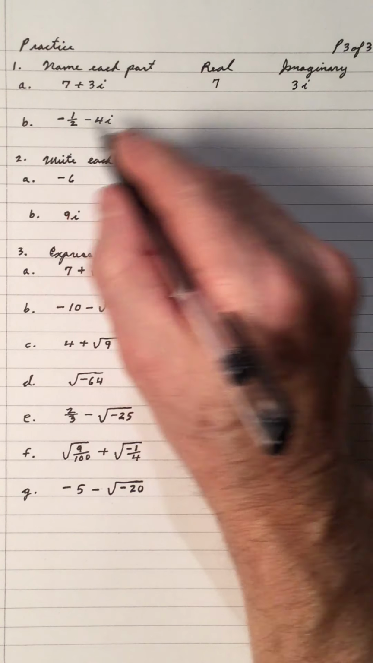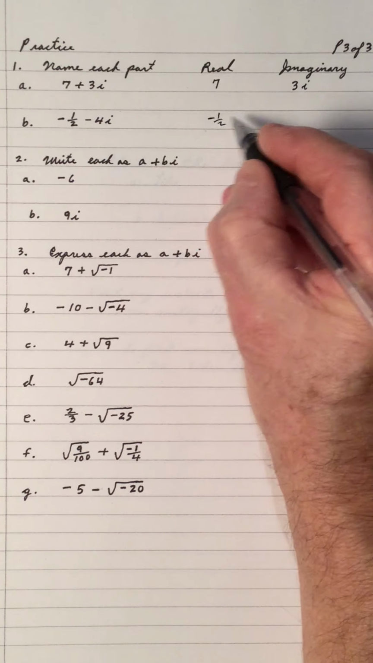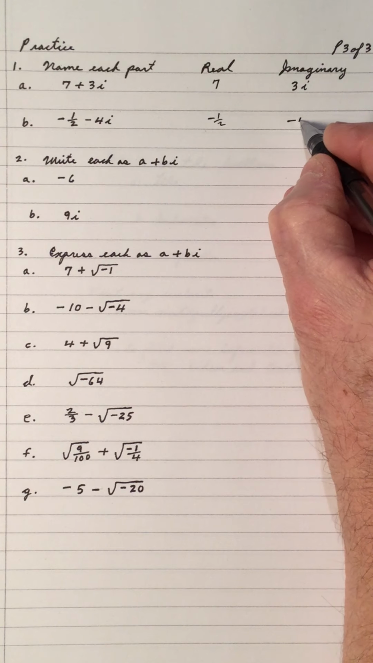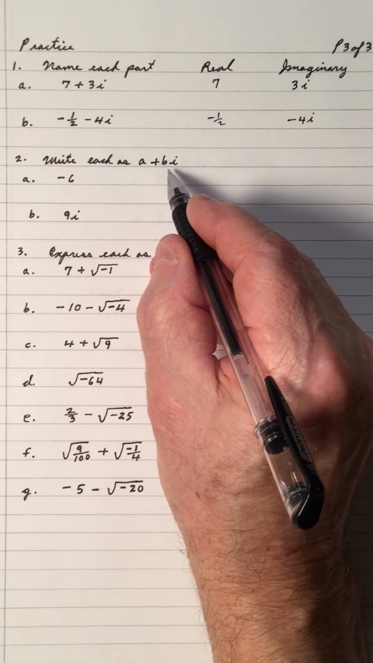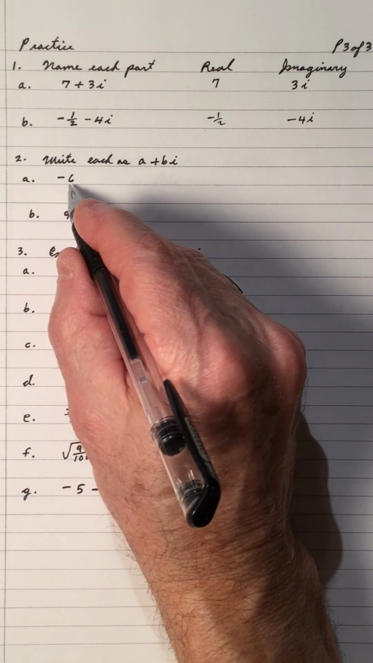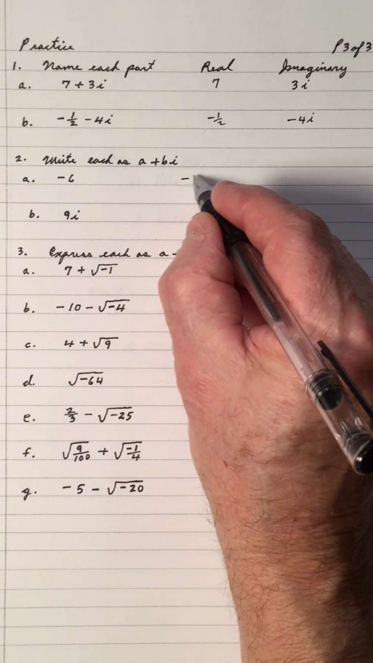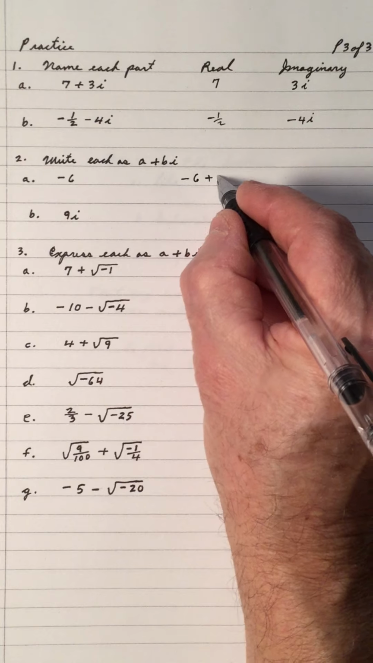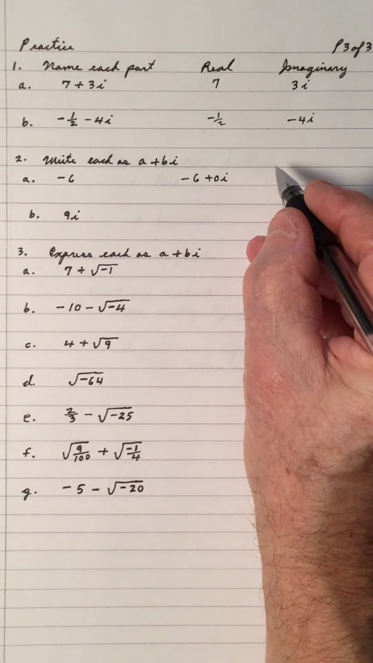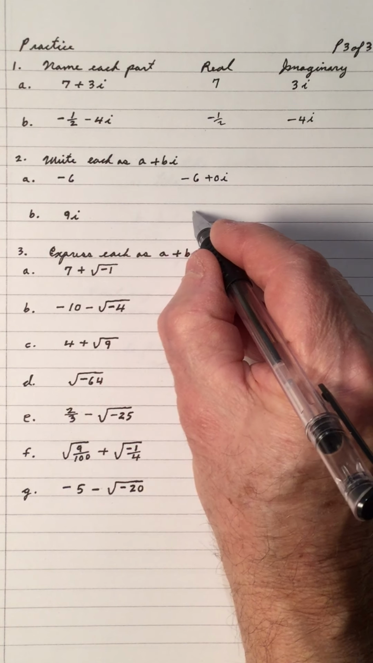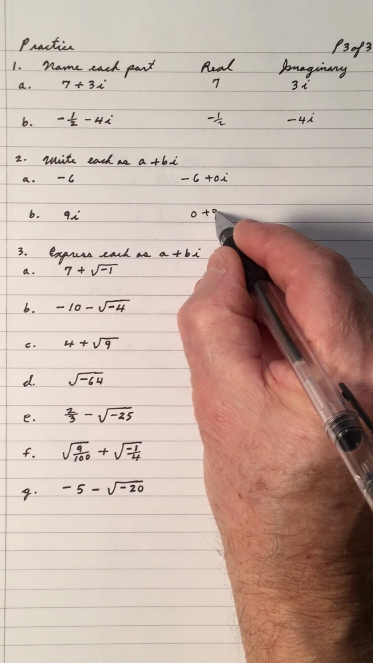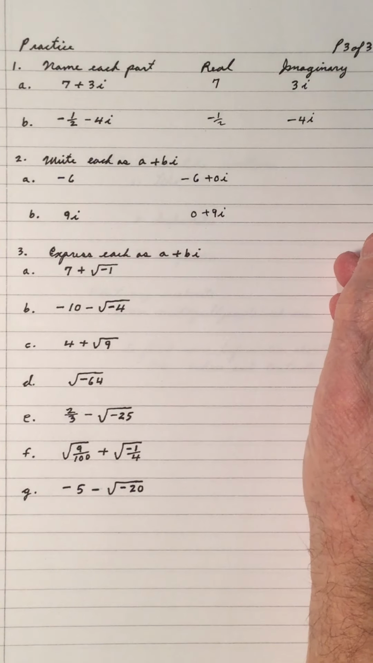B, the real part is negative a half. The imaginary part is negative 4i. Write each as a plus bi. That's negative 6, so that's the negative 6, the real part, and there's no imaginary part, so 0i. And in this one we got a 9i, there's no real part, the 9i is imaginary.